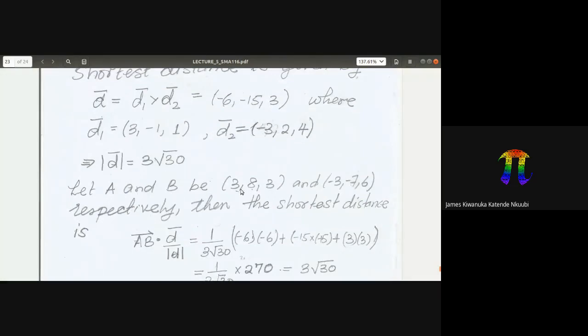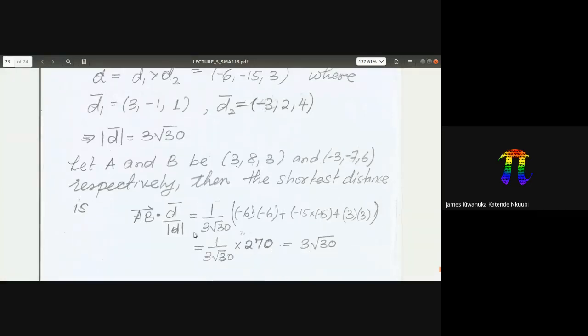So A and B, we pick 2 points on each line separately, and we work out the vector from A to B. The vector from A to B is easily obtained, and you get the dot product of that. And this gives you the projection of that vector onto the line of shortest distance. And that projection is what gives you the distance that you're looking for. So when you work this out, you end up with the distance as 3 times the square root of 30. So now we need to find the equation of the line of shortest distance.